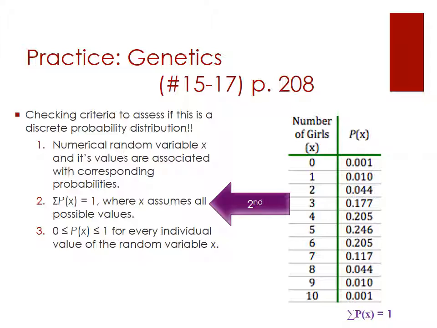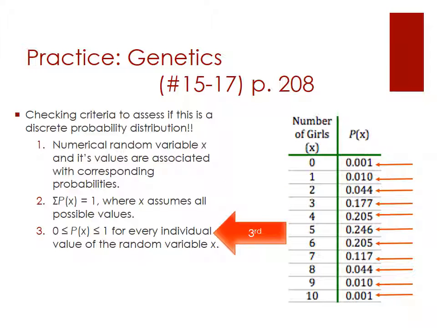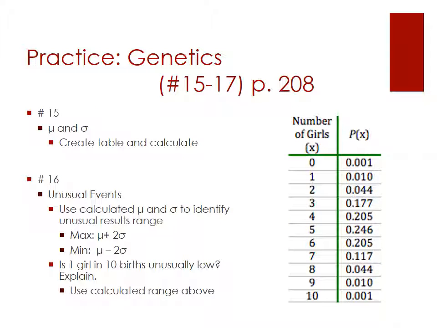And you should have got the sum of P of x is equal to 1. So that is also good. And our third one is looking at each value of P of x is between 0 and 1, because again, those are the maximum levels for probability. And we can see that is indeed true here. So we are ready to move on and solve for our mean and our standard deviation.